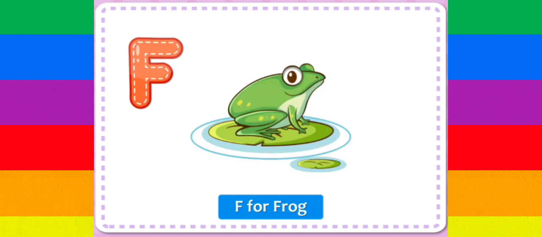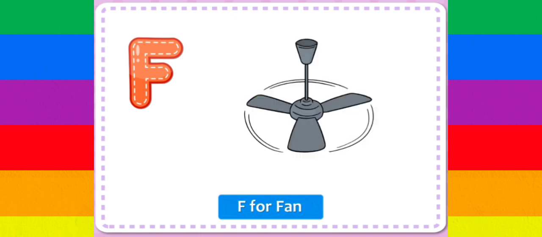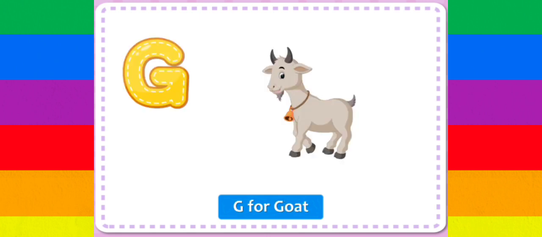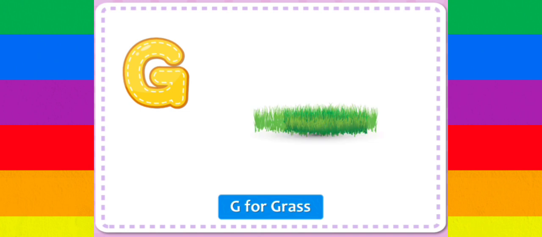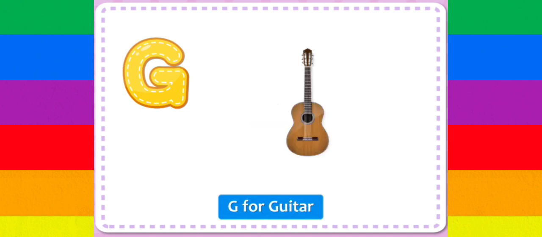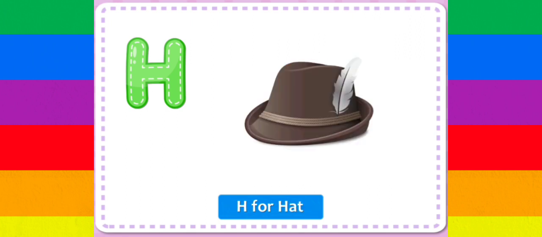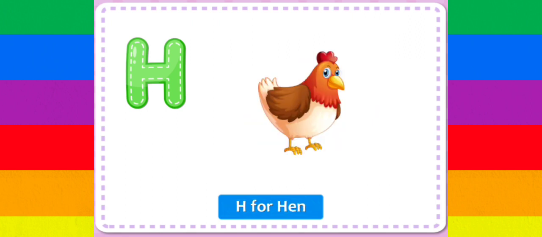F for frog. F for fan. F for fish. G for goat. G for grass. G for guitar. H for house. H for hat. H for hen.